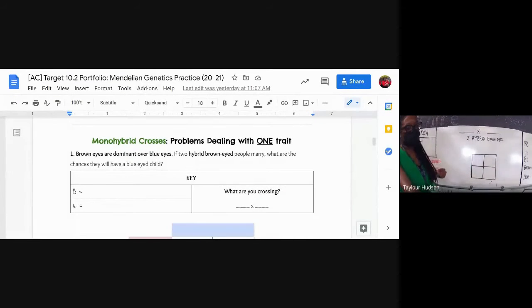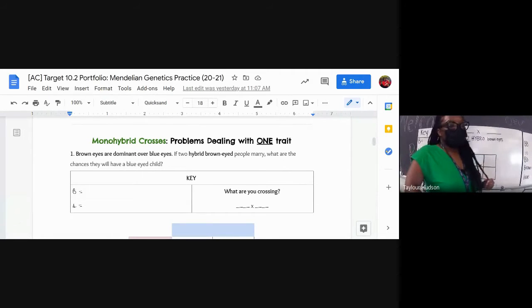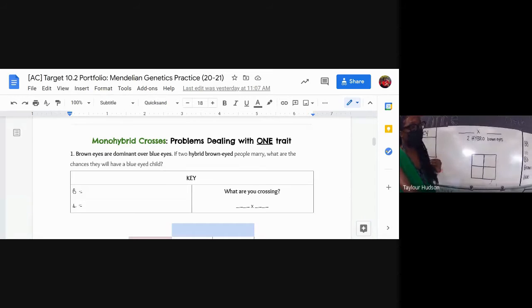Okay, so here's question number 1. It's a monohybrid cross, and here's what it says. It says brown eyes are dominant over blue eyes. If 2 hybrid brown-eyed people married, what are the chances that they will have a blue-eyed child?